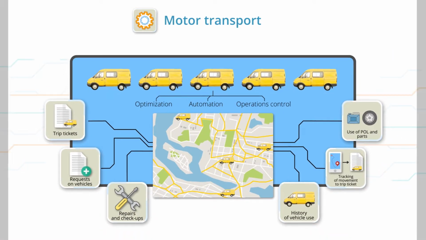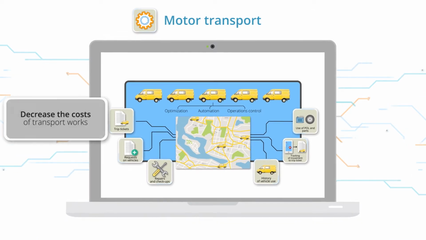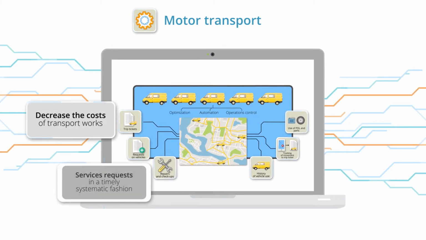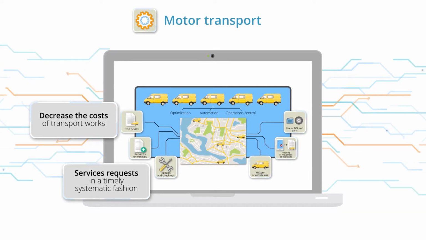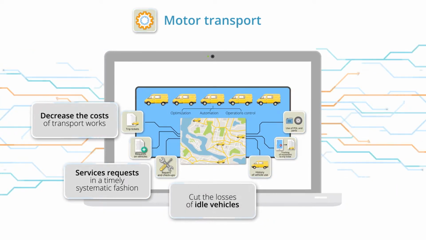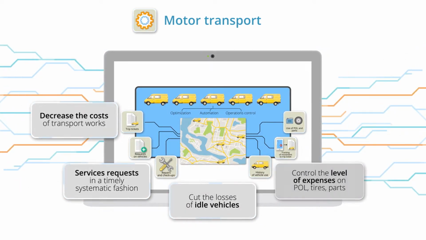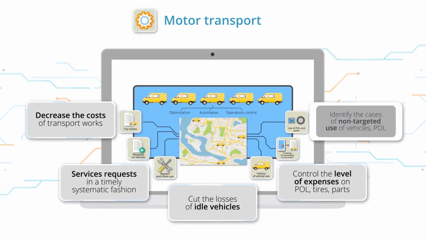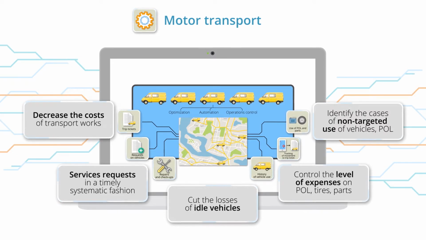This allows you to decrease the cost of transport works due to control of data and automation, to service requests in a timely, systematic fashion, to cut the losses of idle vehicles, to control the level of expense on POL, tires, and parts, to identify the cases of non-targeted use of vehicles, POL.